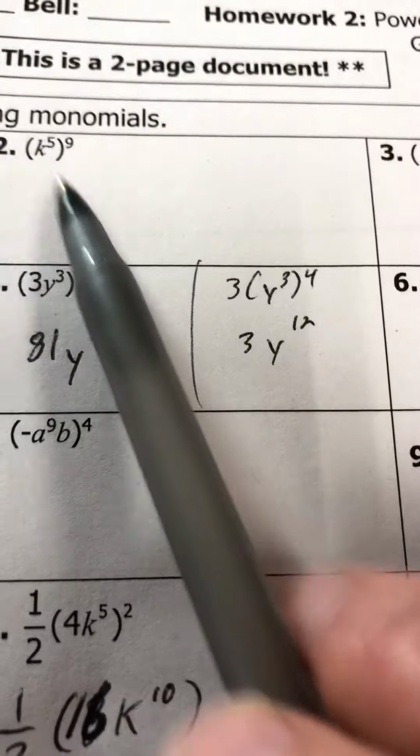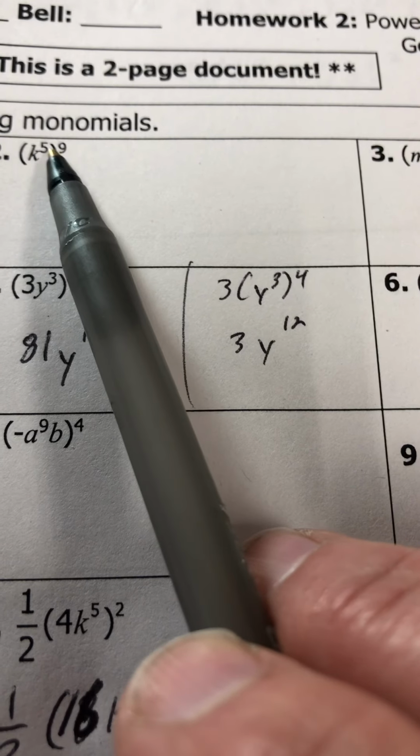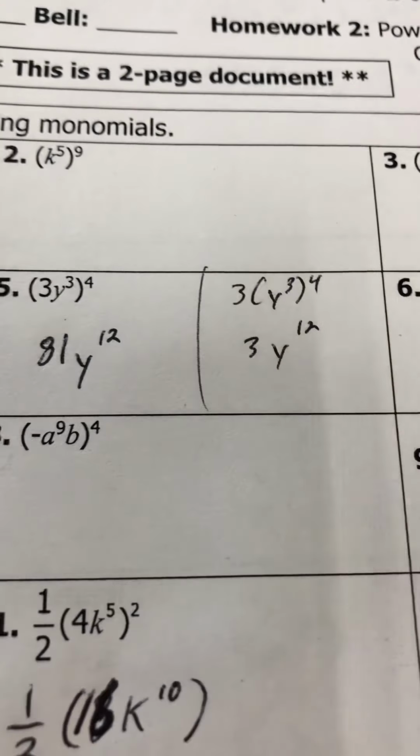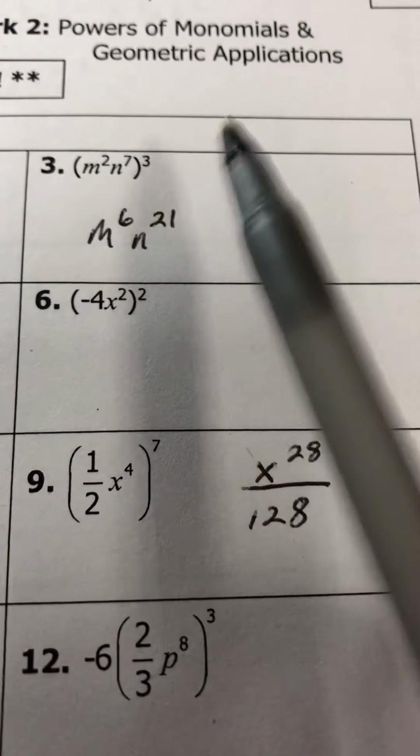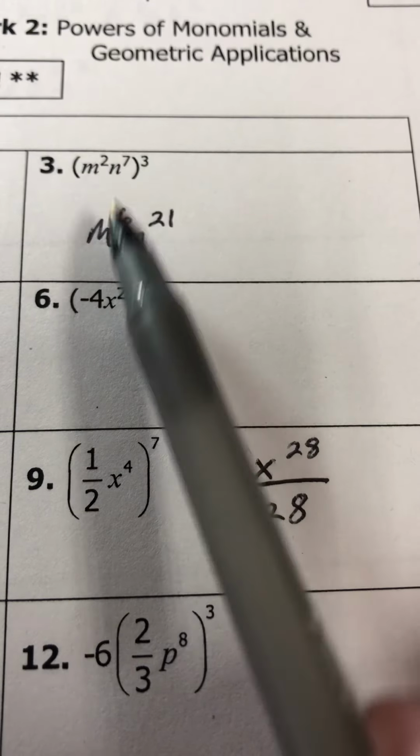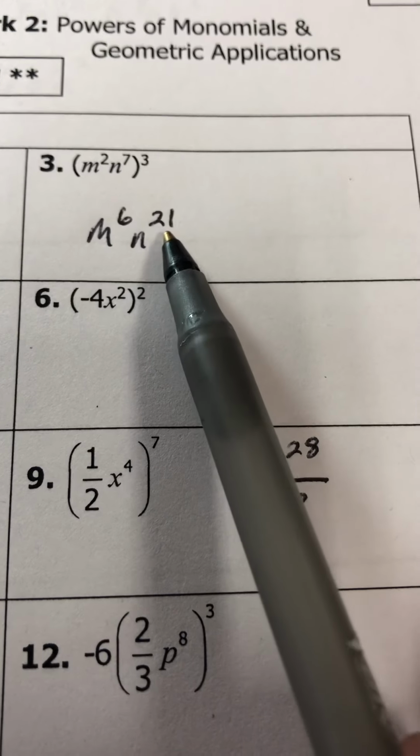This one is just going to be k to whatever 9 times 5 is. So you can put that there. For number 3, you're just multiplying the 3 and the 2 and multiplying the 3 and the 7.